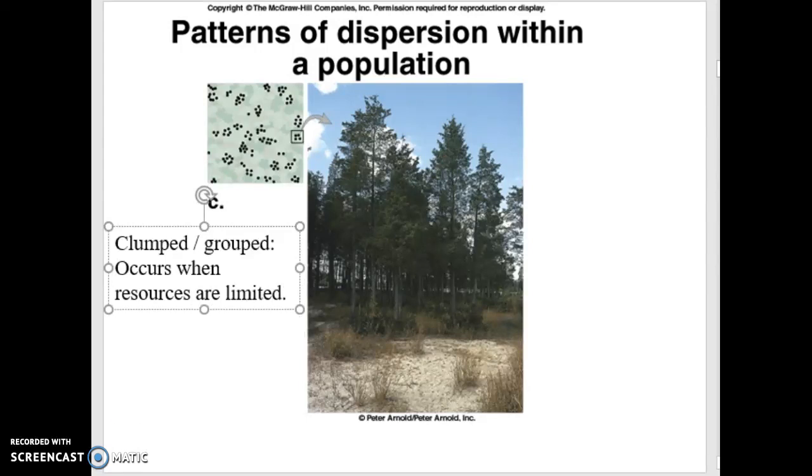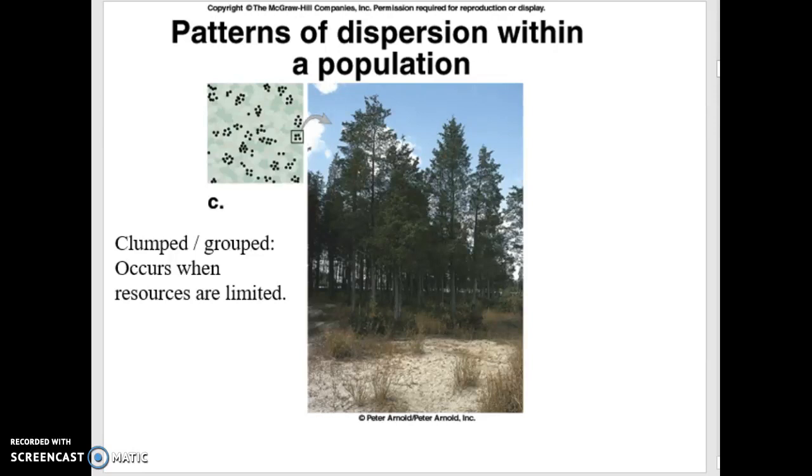So, there's only so much water. Things are going to concentrate around the water. There's a little pocket of nutrients. Things are going to concentrate around those nutrients. There's shade in one spot but not another. Things concentrate or clump around resources. So the saying about 90% of the fish are found in 10% of the lake, very, very true.